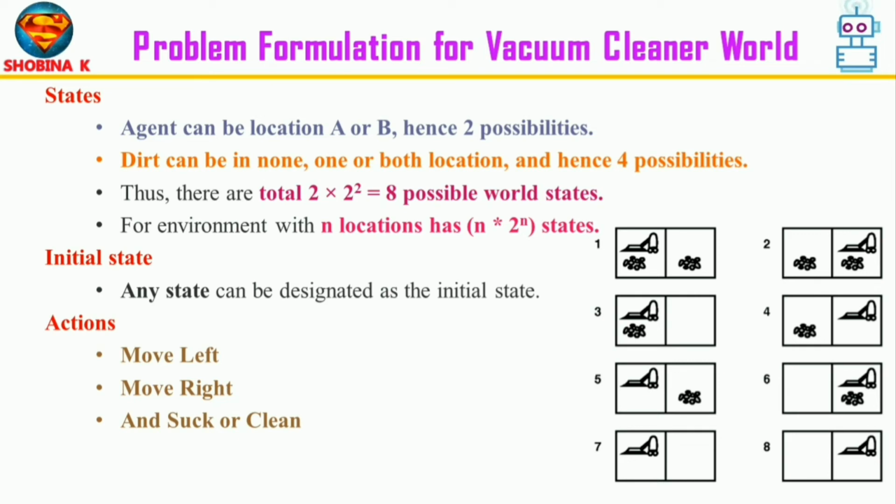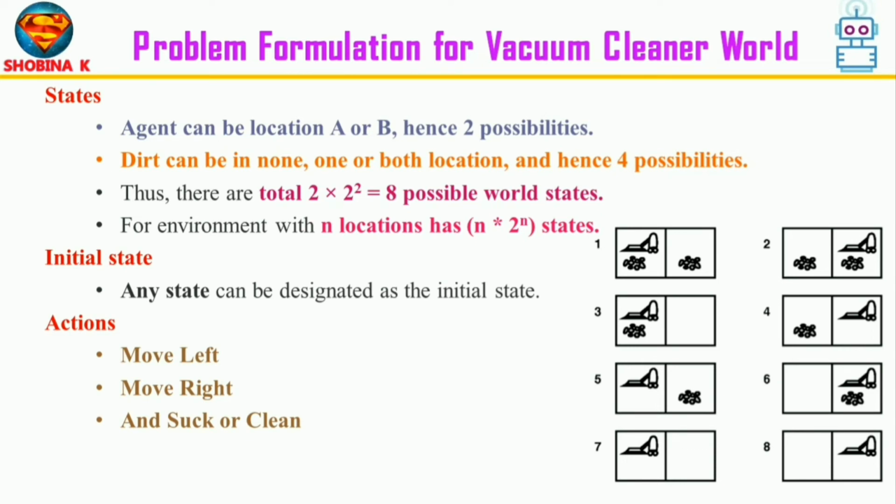And the problem for the vacuum world can be formulated as here. The state is determined by both the agent location and the dirt location. The agent will be in one of the two locations, each of which might or might not contain dirt. Therefore, there are 2 × 2^2, which is 8 possible world states. A larger environment would have n × 2^n states. And initial state: any state can be designated as an initial state.